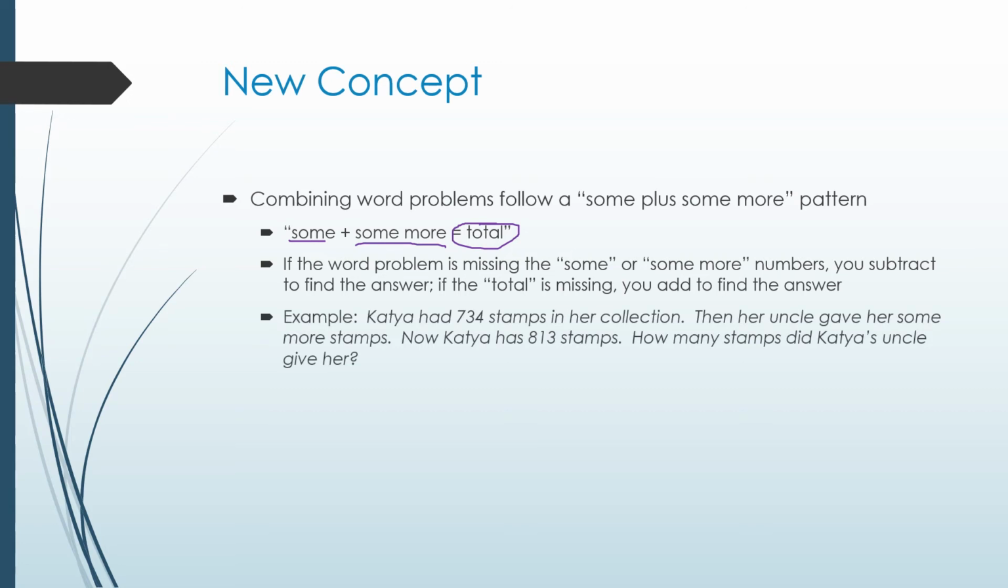Here's an example. Katya had 734 stamps. Her uncle gave her some more. Now she has 813 stamps. How many stamps did her uncle give her? We plug that into the pattern and you notice we're missing our more number. So that means we're going to subtract to find out how many stamps she got from her uncle.